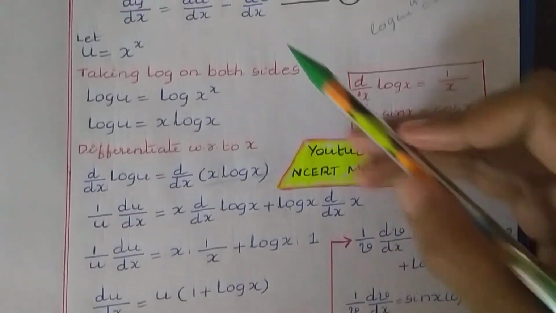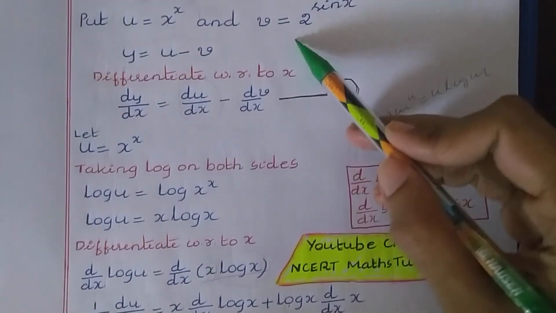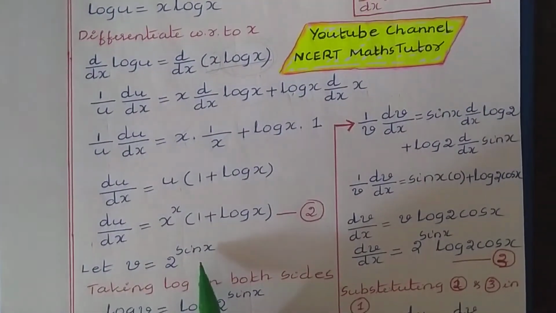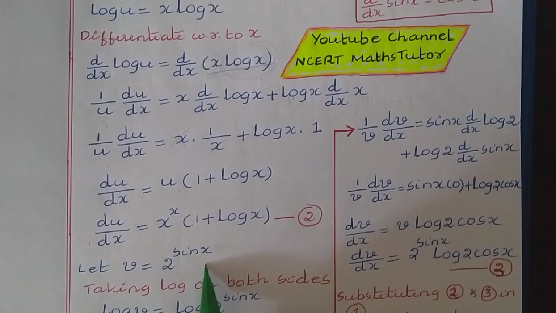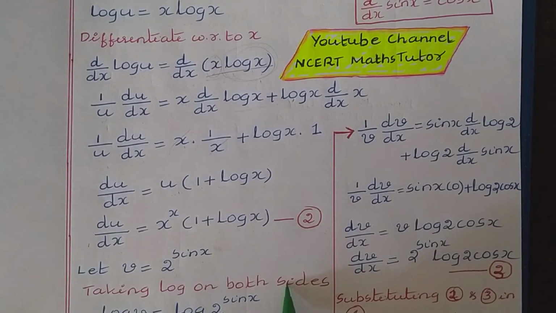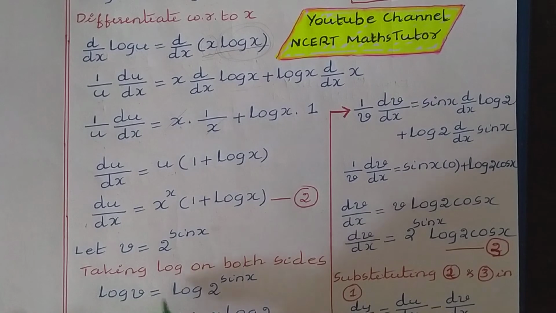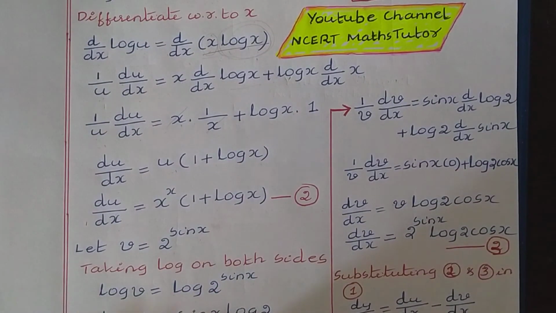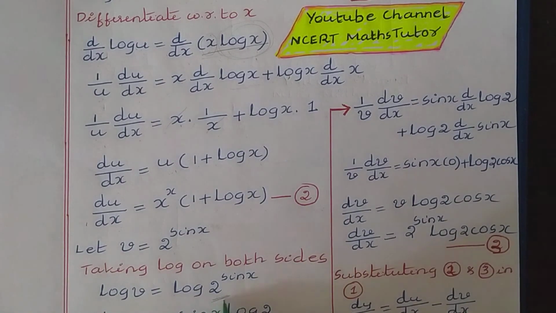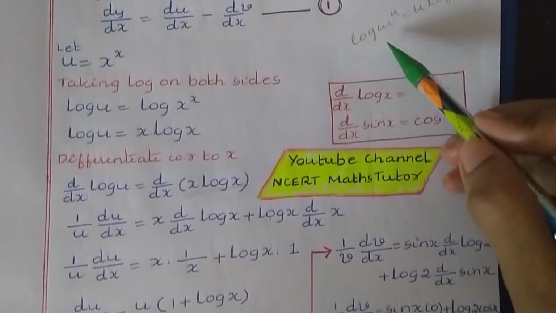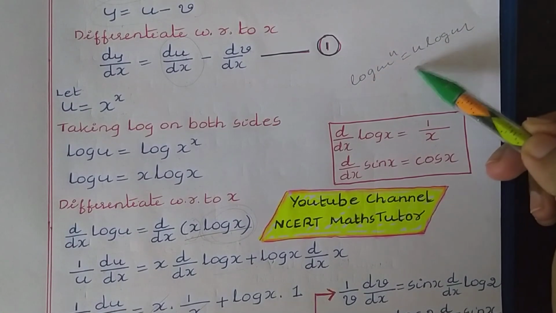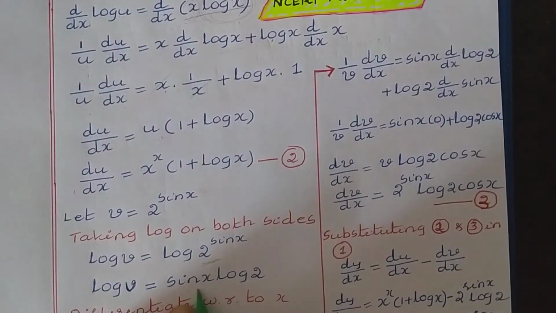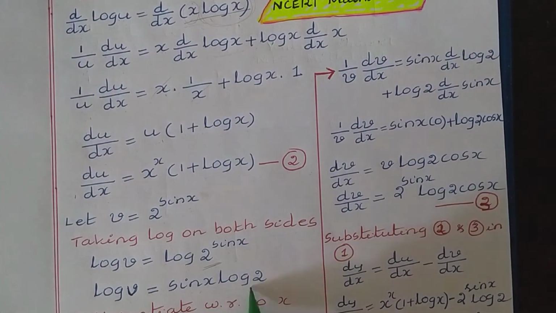Next we need the derivative of v. So that's why I am taking this function. Let us take now v is equal to 2 to the power sin x. Here the first step is to take log on both sides. So we get log v is equal to log 2 to the power sin x. Suppose you have log m to the power n, we write that as n into log m. Here we have log 2 to the power sin x, which we can write as sin x into log 2.